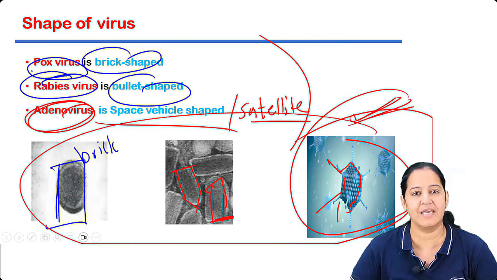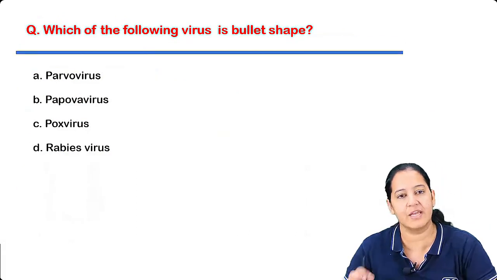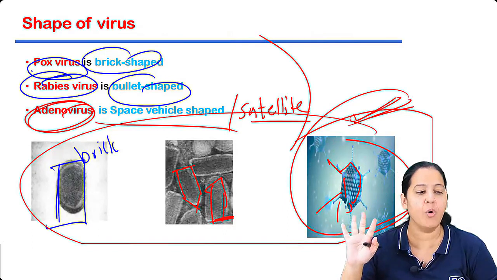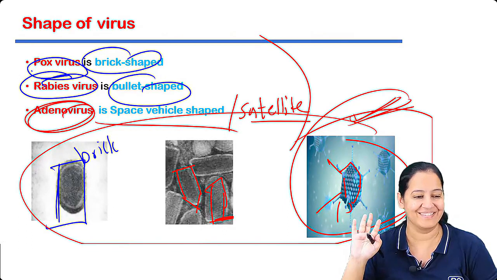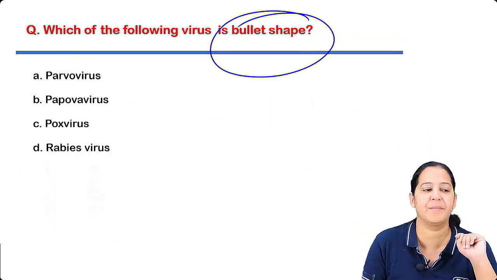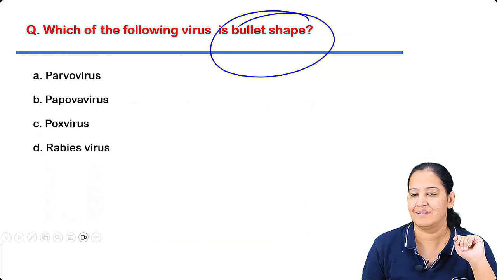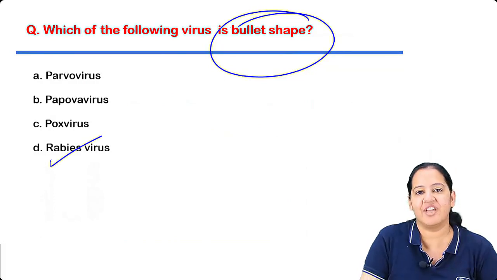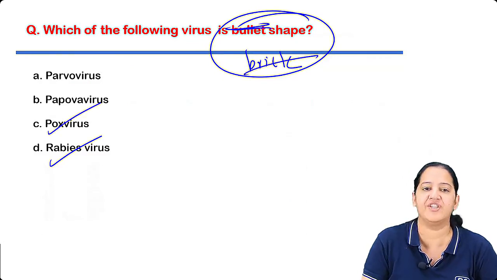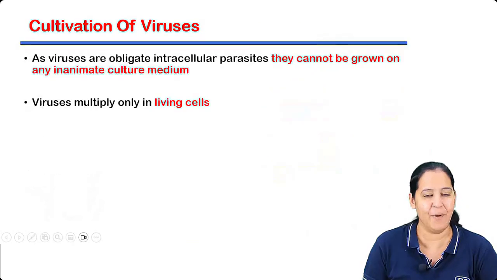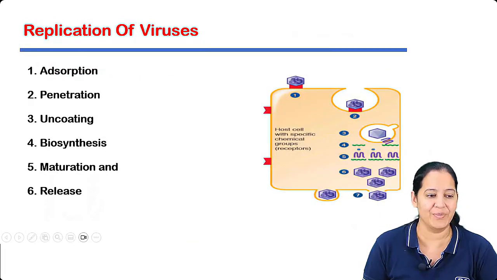Say yes, people, respond. Got it? Say yes or no. Any confusion till now? Say something. Am I live? Okay. Which of the following viruses is bullet shape? Yes, of course, rabies. And if I change it to brick shape, the answer will become pox. And if I change it to satellite shape, adeno will be the answer. So you get questions on that. Got my point? Any confusion till now? Okay.